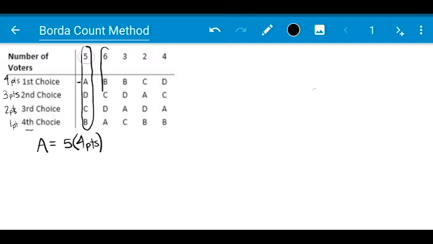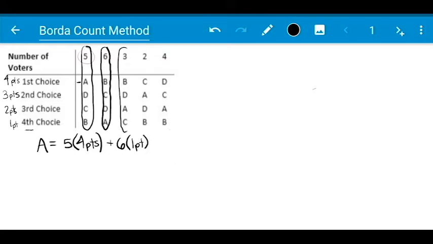Now if we just go ahead and move over to this second column, we have 6 voters that ranked B, C, D, and A. So they put A in last place. So A is only going to get 1 point each for each of these 6 people.